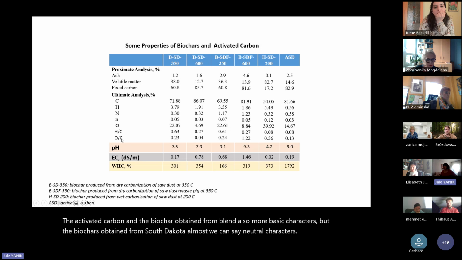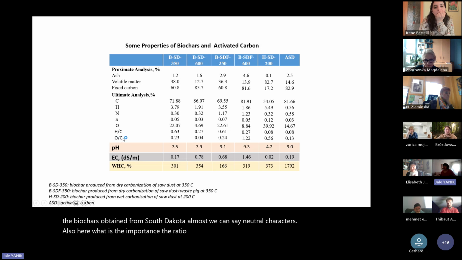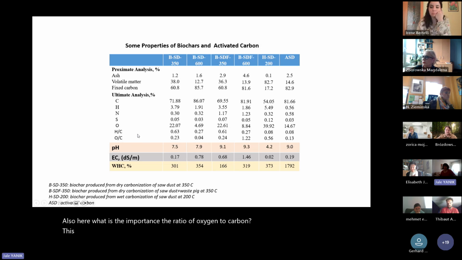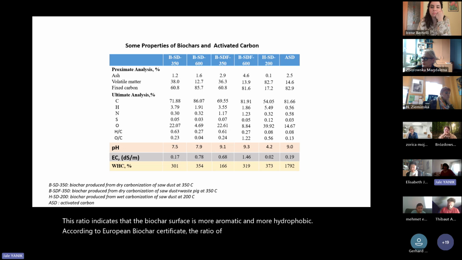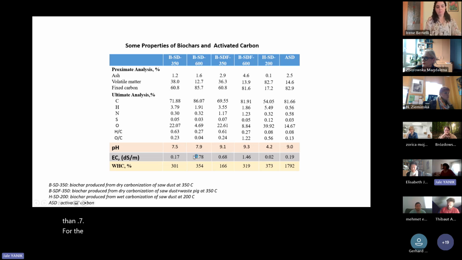Also here, what is the importance? The ratio of oxygen to carbon. This ratio indicates that the biochar surface is more aromatic and more hydrophilic. According to the European Biochar Certificate, the ratio of hydrogen to carbon must be less than 0.7 for the stability of biochar, and all our biochars have a lower hydrogen to carbon ratio than the European standard.